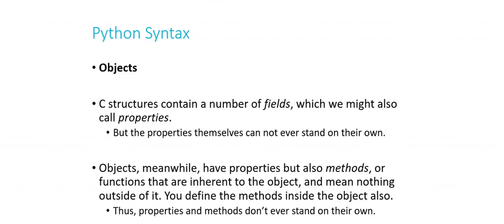But objects, in addition to having properties, also have methods. And you've heard me use that word a couple of times so far in this video. Methods are basically functions that are inherent to what it means to be an object. You can't call that function just out of the blue on anything. You can only call that function on objects of that type, on objects where that function means something. So properties and methods don't ever stand on their own.